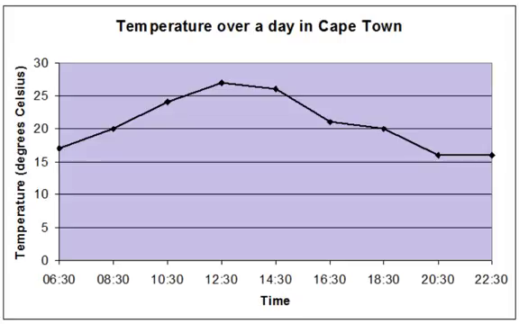Time is almost always the independent variable, and the independent variable goes on the horizontal axis. The dependent variable goes on the vertical axis.